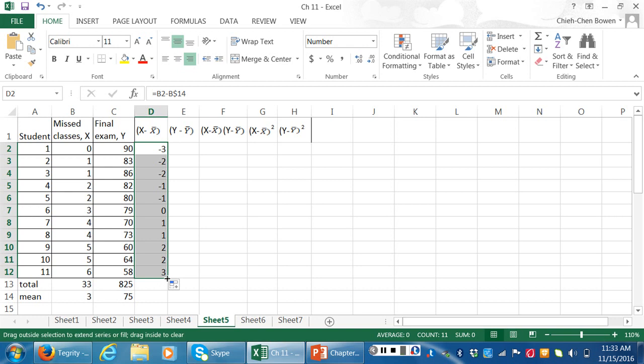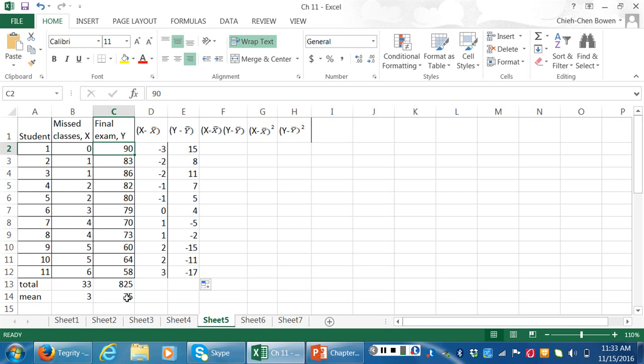So let's see what happens if you just highlight the entire x minus x bar and drag it over to y minus y bar. Okay, see, it automatically shows you y minus y bar. Let's check the accuracy. First is C2 minus C$14. C2 is 90, C$14 is the mean of the exam score, 75. So that's how you get 15. And the rest of the numbers are also accurate.